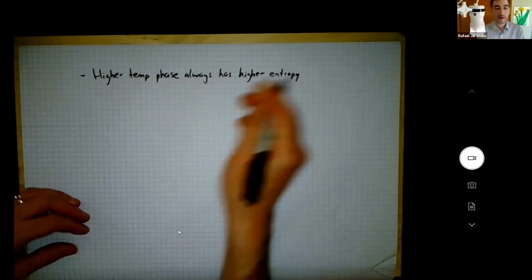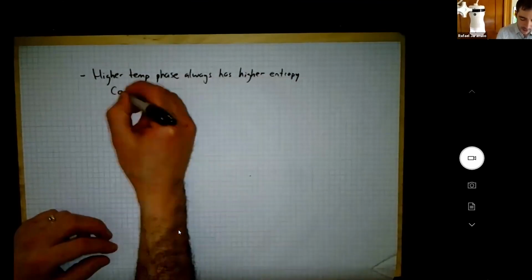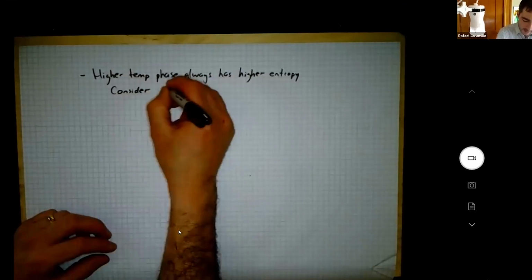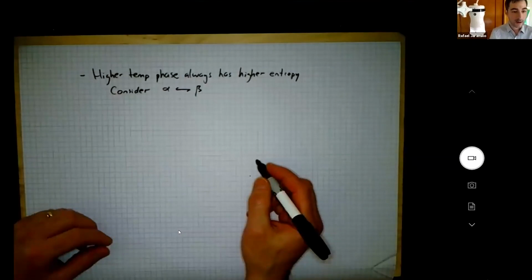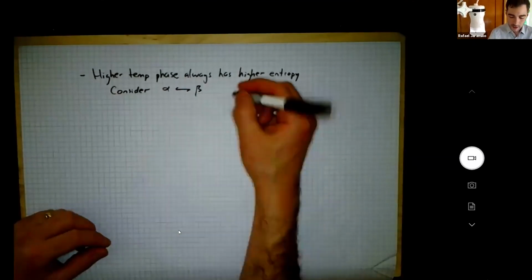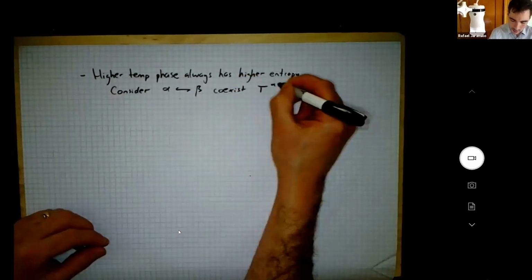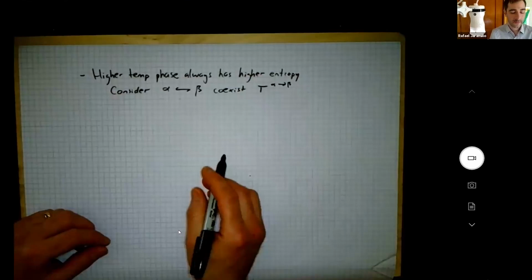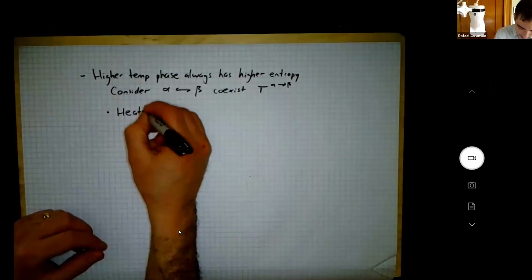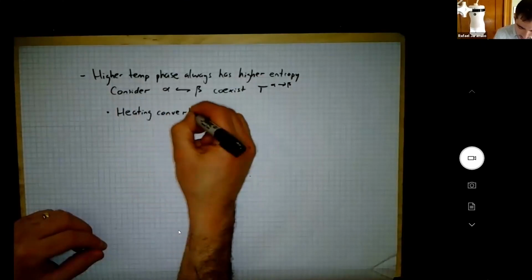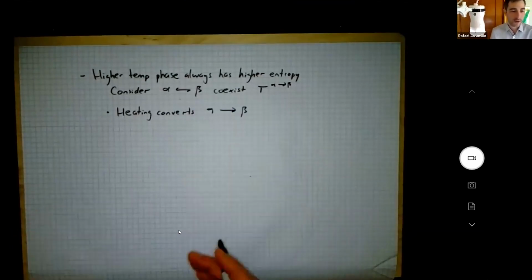So if you have a transformation from a low temperature to a high temperature phase, it always has higher entropy. Let's see how that works out. Let's consider now a generic solid-solid transformation, alpha to beta, and they coexist at some temperature. That's the transformation temperature. So at that temperature, heating converts alpha to beta. That's the definition of beta being the high temperature phase.